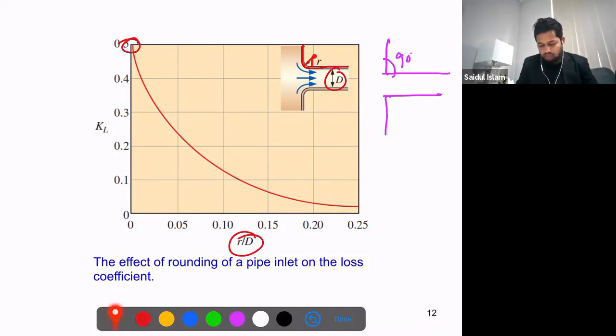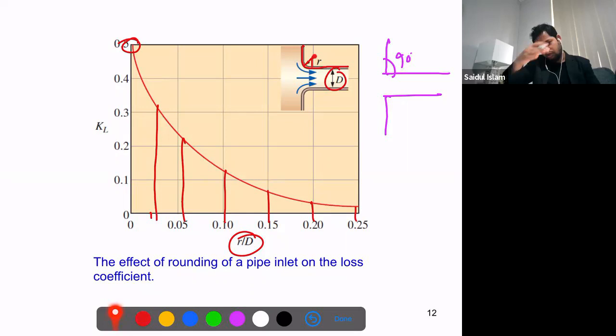Now, if we make it more smooth, you see this loss coefficient gradually decreasing. So this gradual rounding of this inlet surface leads to a decrease of the loss coefficient. This is really important when you design any product. If you work with some related industry, or if you have your own project, you need to design and optimize your system. This is really important.